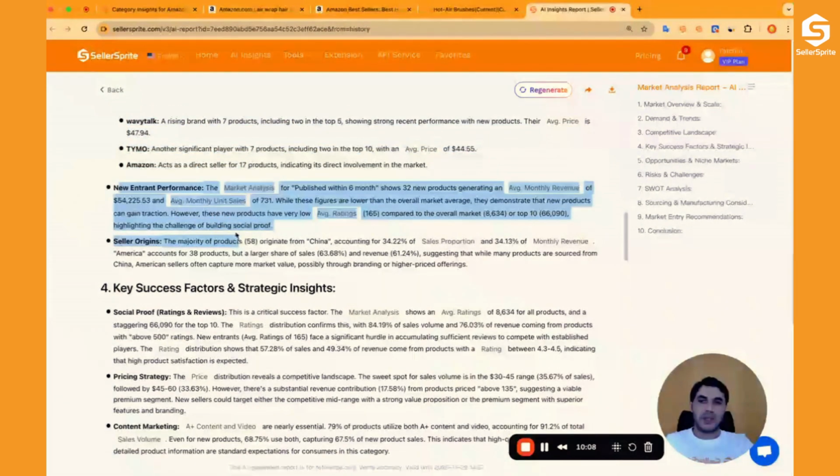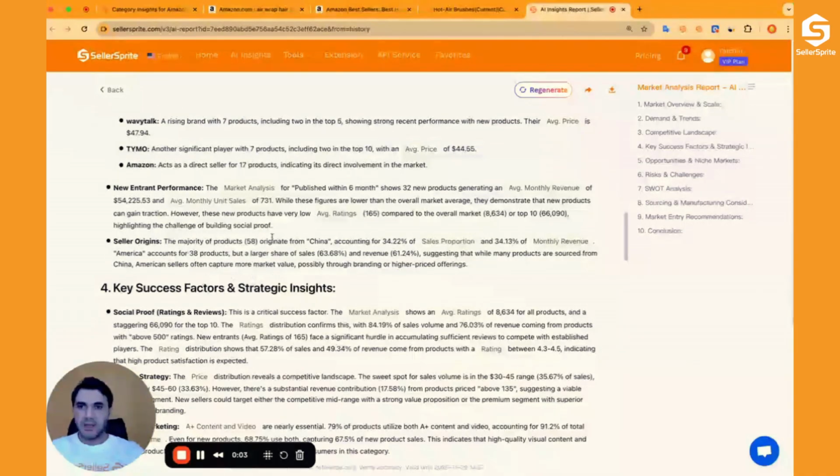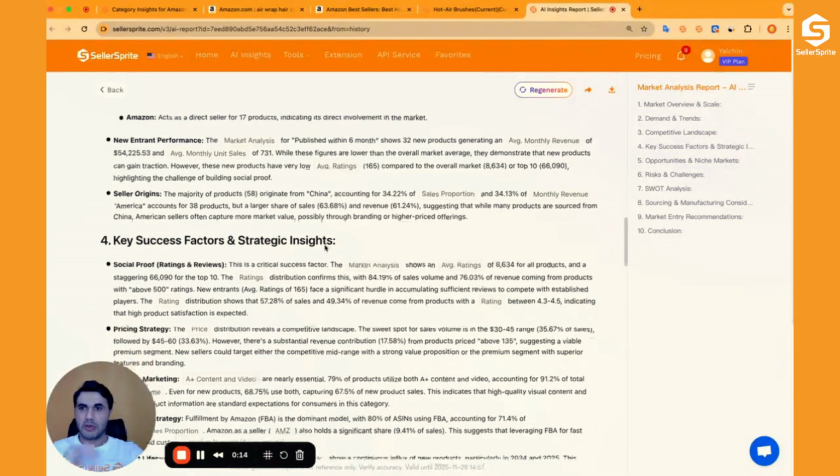New entrants performance. This is one of the helpful parts. The market analysis of the last 6 months shows 32 new products. In the last 6 months, there are 32 new products among those 100 products, which is very good. Why? Because they are new to the market, and they are getting traction. Market is accepting newcomers. That's not a bad indication. Here we also have seller country, like USA or China, mainly 34% from the United States, and almost the same amount distribution between China and the United States.